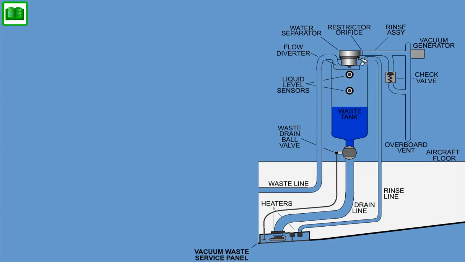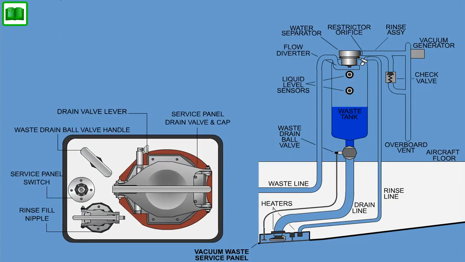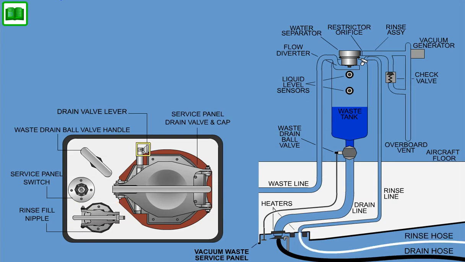The following procedure is used to drain the waste tank. Open the drain valve cap and connect the drain hose. Open the rinse nipple cap and connect the rinse hose. Push the drain valve lever to open drain inner flapper, secondary drain. Pull the drain cable handle to open the ball valve, primary, to drain the waste tank.